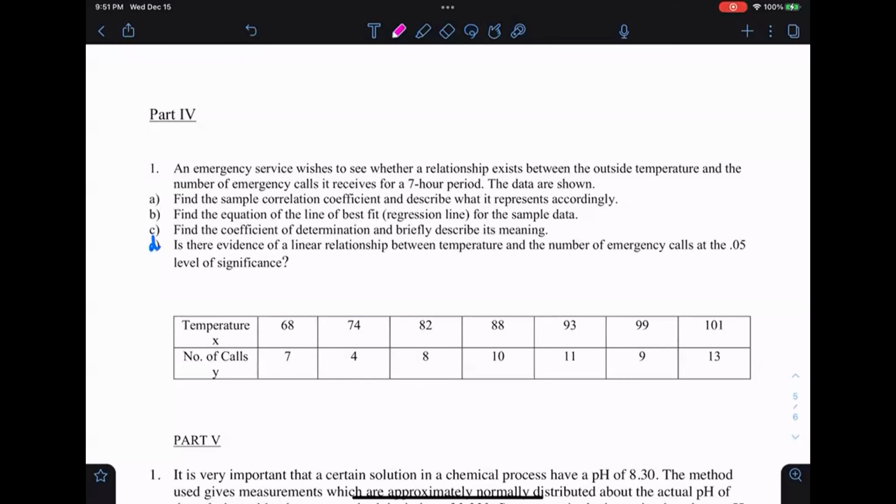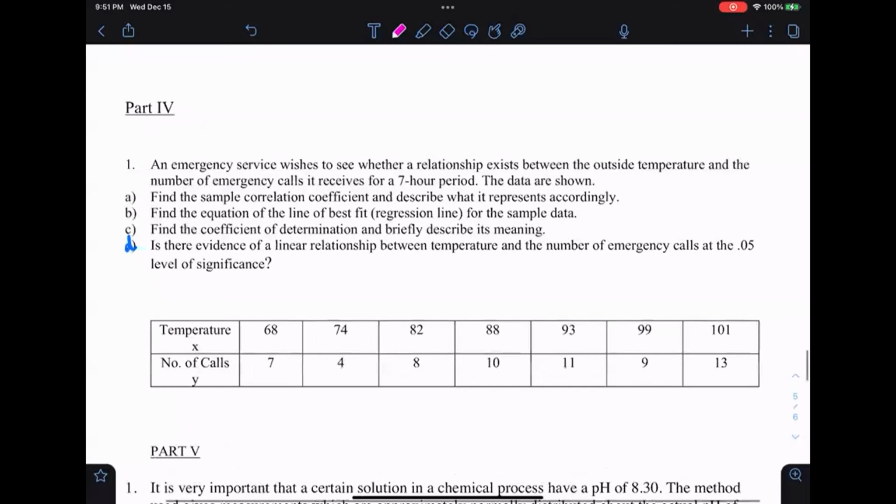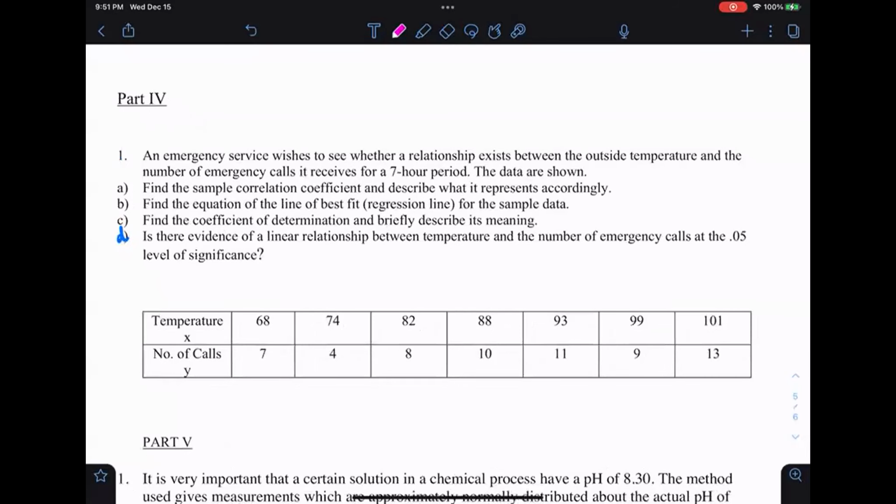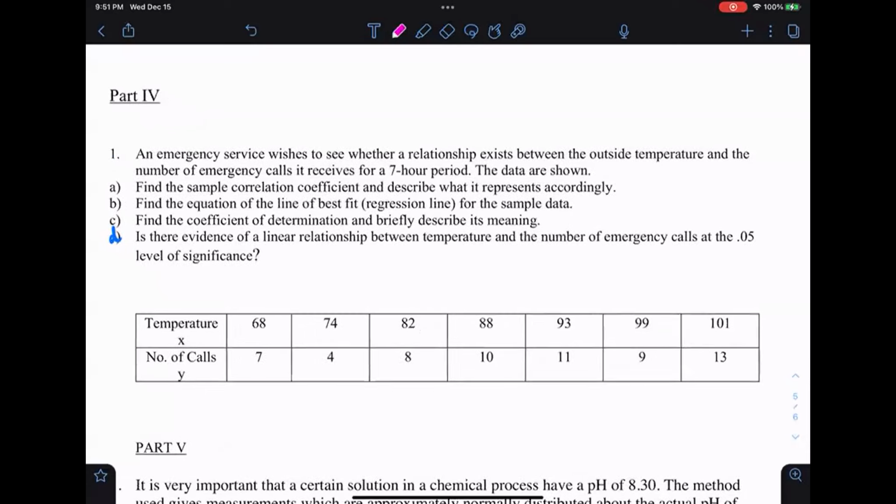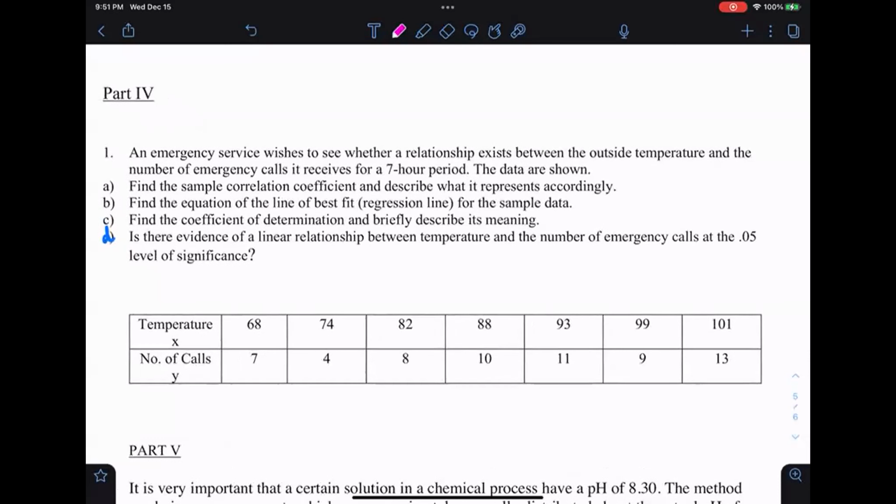Okay, so the last part is asking you for the regression, right? An emergency service wishes to see whether there's a relationship between the outside temperature and the number of emergency calls received in a 7-hour period, right? The data are shown. So find the sample correlation coefficient and describe what it represents accordingly.